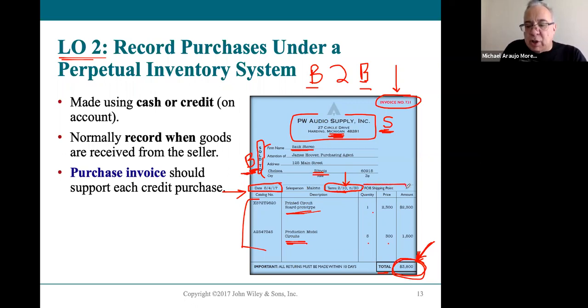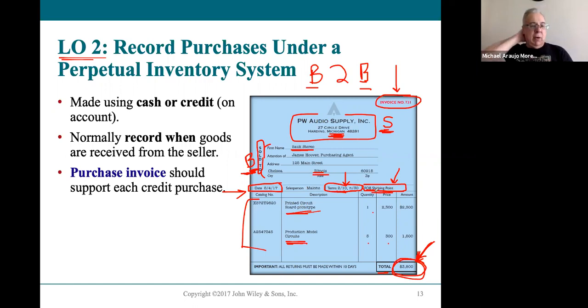Another thing that's very important to know is when does Sock Stereo own this circuit board and circuits? Because PW Audio has them now, they're selling them to Sock Stereo. So when does the ownership of this circuit board and circuits transfer from PW Audio over to Sock Stereo? Well, that's what this FOB box will tell us. FOB, freight on board, it's an older term, but it simply tells us when the ownership transfers to the buyer. Sock Stereo takes ownership at the shipping point.